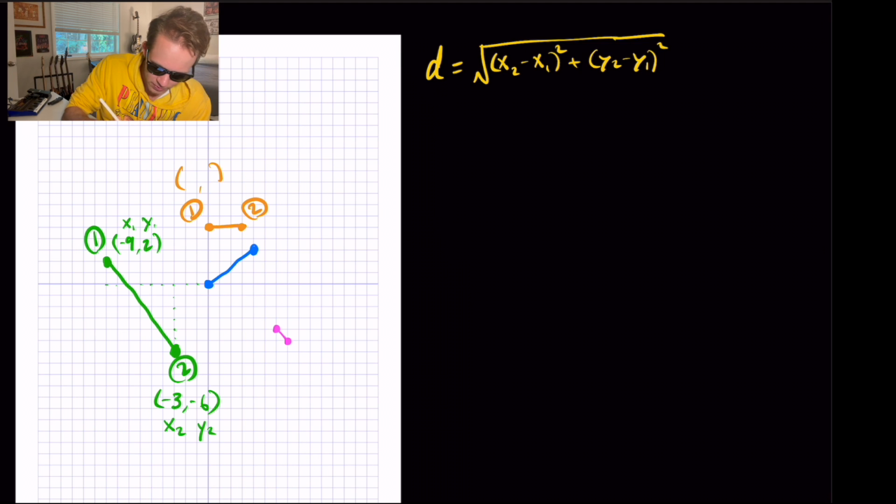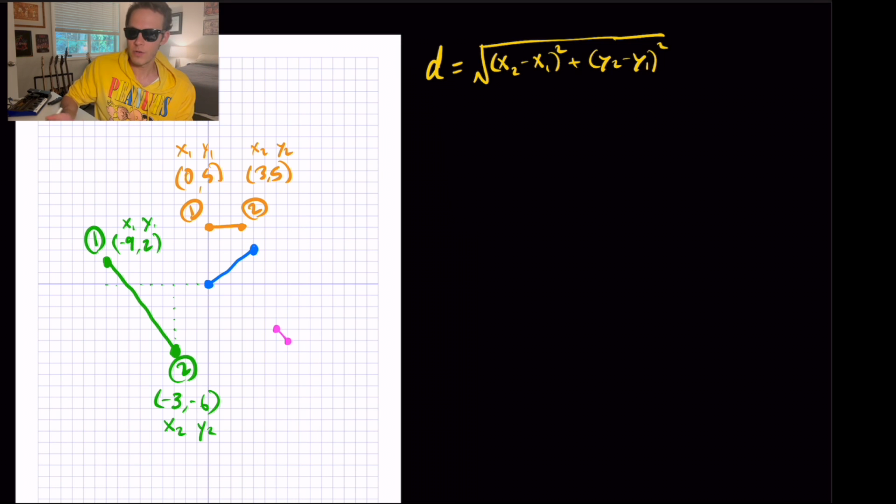My x and y values for point number 1 are going to be 0, 5. And then the x and y values for point number 2 are going to be 3, 5. So for point number 1, that's going to be x1 and y1. And then for point number 2, that's going to be x2 and y2. And then now we just use the distance formula.